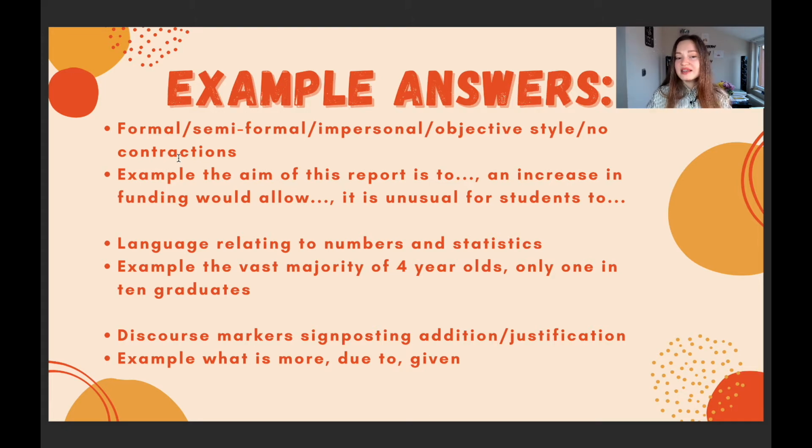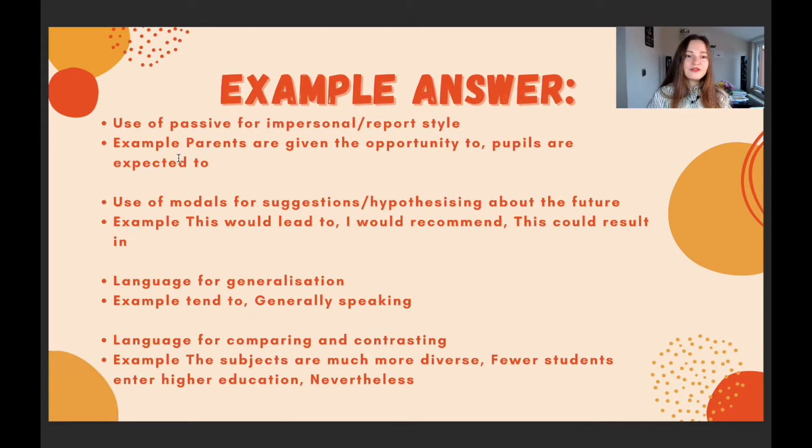You can see here the discourse markers that I mentioned previously, signposting, addition, justification. And you have the examples here. What is more, due to, given, or given that. The following example refers to grammar related to the style, the use of passive for impersonal report style. Example, parents are given the opportunity to do something. Pupils are expected to do something.